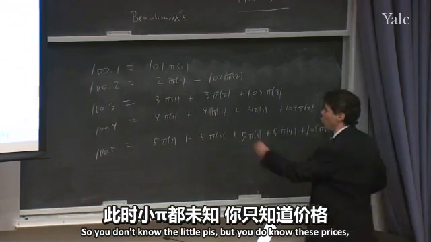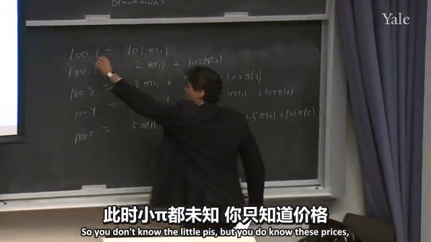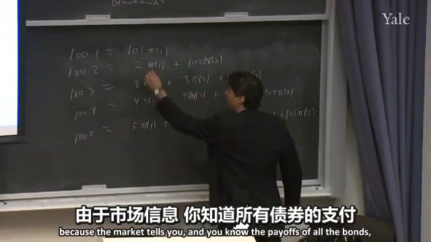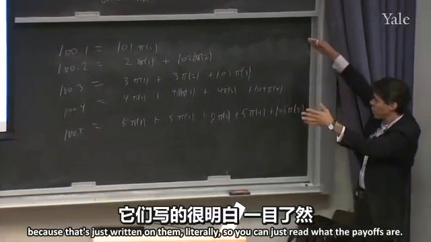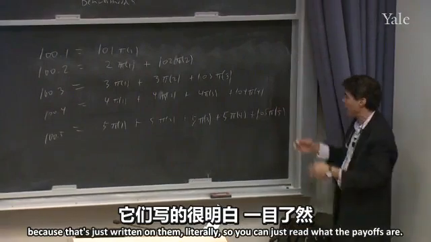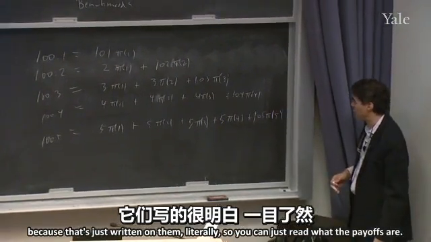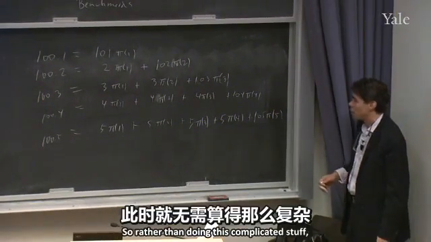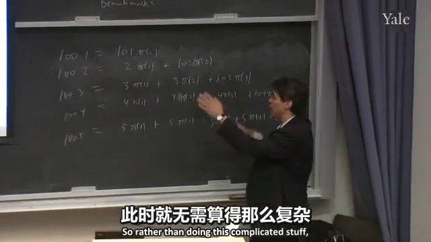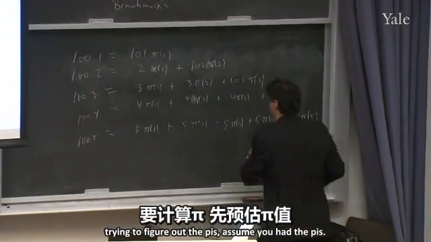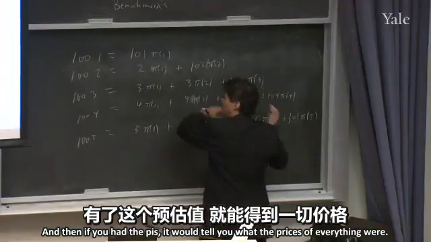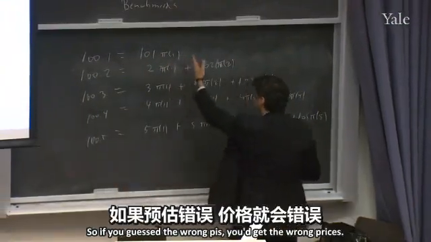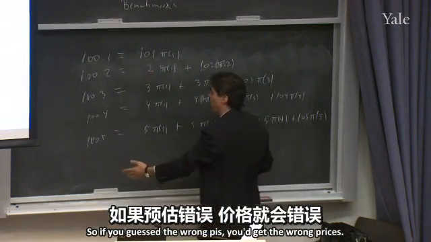Okay, so you don't know the little pi's, but you do know these prices because the market tells you, and you know the payoffs of all the bonds because that's written on them literally, so you can just read what the payoffs are, and you know the government's going to keep its promise. So rather than doing this complicated stuff trying to figure out the pi's, assume you had the pi's, and then it would tell you what the prices of everything were. So if you guessed the wrong pi's, you'd get the wrong prices.